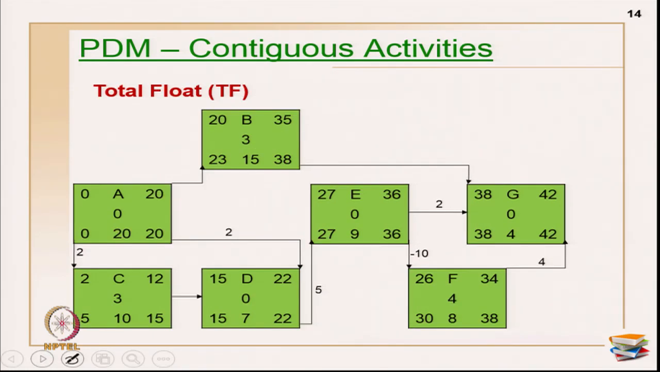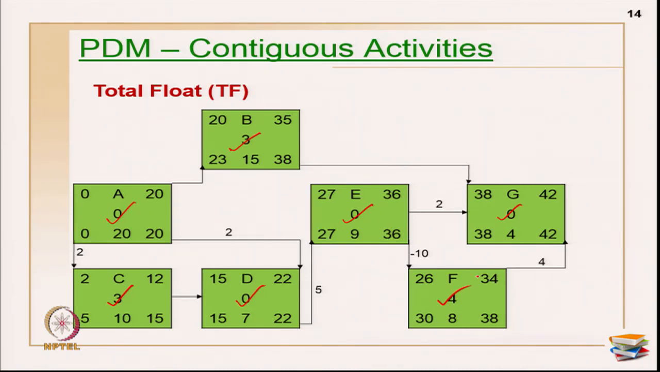Now, total float for all the activities. Total float is the same as in the earlier case, which is nothing but late start minus early start or late finish minus early finish. So, anything is fine. Late start minus early start is 3, or late finish minus early finish is 3, whatever you want you can try. So, for activity B it is 3, 20 minus 20 is 0, 5 minus 2 is 3, 15 minus 15 is 0, 27 minus 27 is 0, 38 minus 38 is 0, 30 minus 26 is 4 here. Okay. This talks about the total float of an activity.